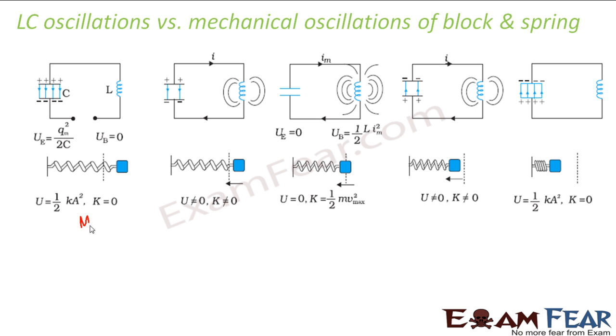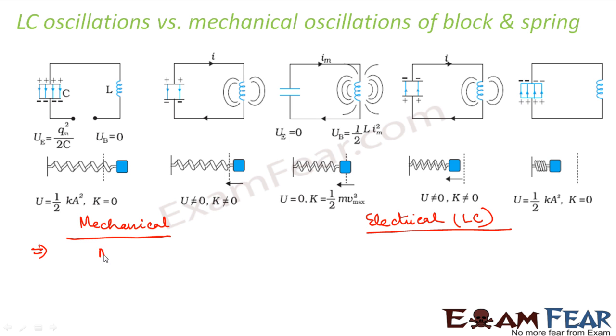in an electrical circuit and the mechanical oscillations. Let us suppose this side I have my mechanical system, and this side I have my electrical system, that is my LC circuit. When I talk about my mechanical system, the energy I am talking about is the mechanical energy, right? The energy transformation is kinetic energy to potential energy to kinetic energy. When I am talking about my electrical circuit, I am talking about electromagnetic energy, because I'm talking about electric field energy and magnetic field energy.